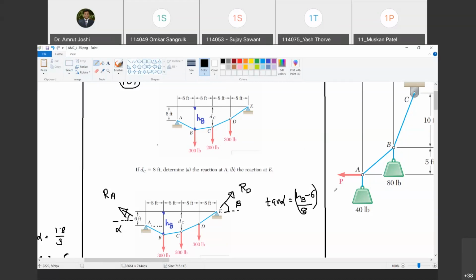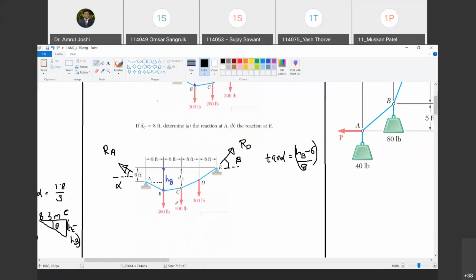Are you with me? You have to understand that this is the equilibrium configuration of this string. After hanging 300 pound, 200 pound and 300 pound weights, the string is going to take this shape. So it is the deformed and equilibrium configuration. Are you with me? Yes, sir. Okay. So what is the first step?